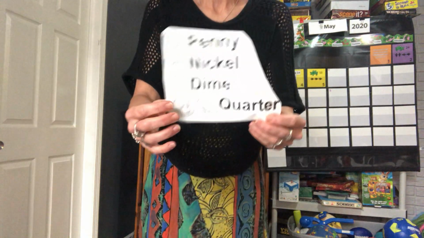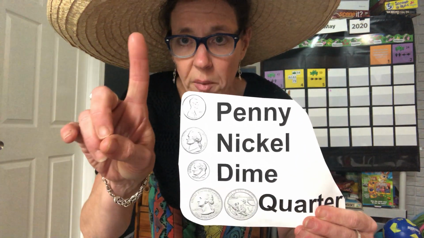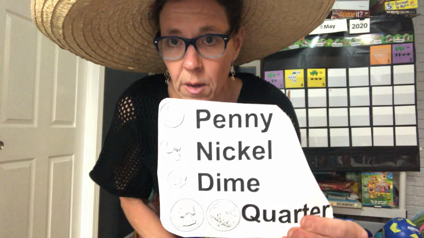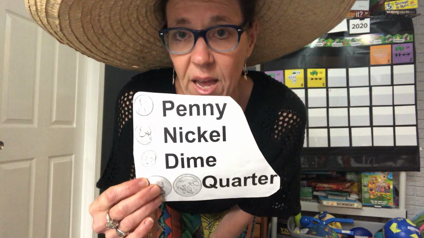Okay, let's try our coins. A penny is worth 1 cent. Show me Uno right now. A nickel is worth 5 cents. Show me Cinco right now. Nice job. A dime is worth 10 cents. Show me diez right now. Good job.